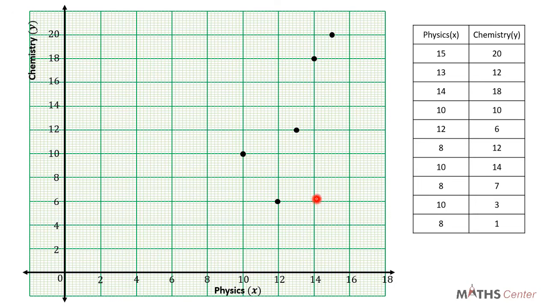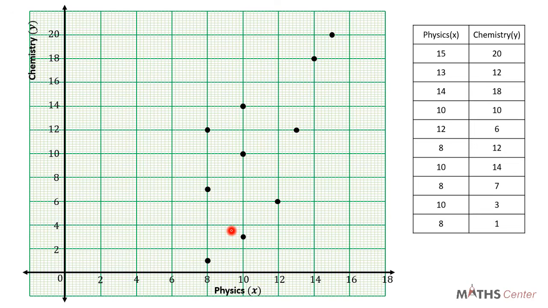12, 6 is here. The next one is 8, 12. 8, 12 will be here. The next one is 10, 14. 10, 14 is here. The next one is 8, 7. 8, 7 is here. The next one is 10, 3. 10, 3 is here. And the last one is 8, 1.